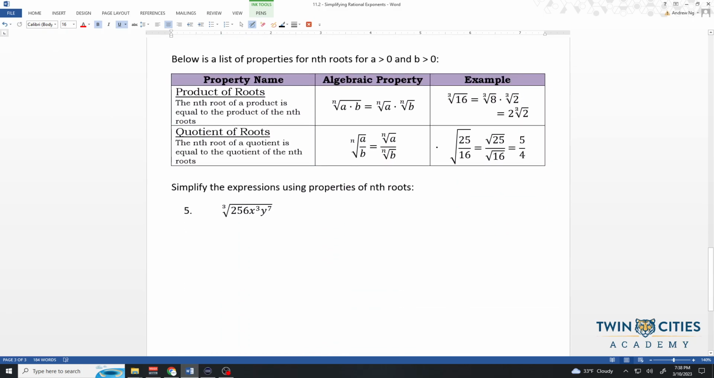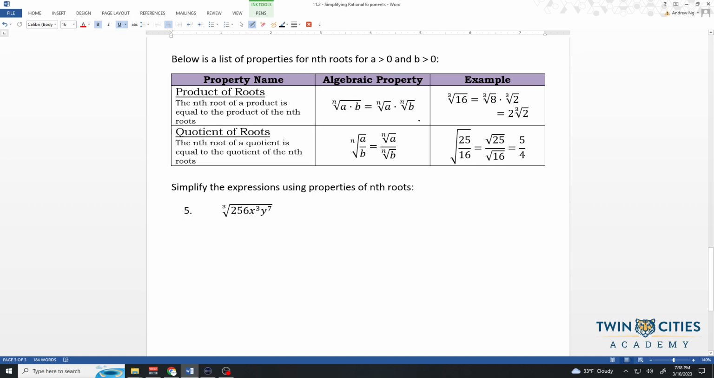So this list of properties will be good for nth roots where a is greater than 0 and b is greater than 0. I've got the product of roots and the quotient of roots. Let's say I've got the nth root of a times b. Well, I can break that up and give each of these that radical. So nth root of a times the nth root of b.